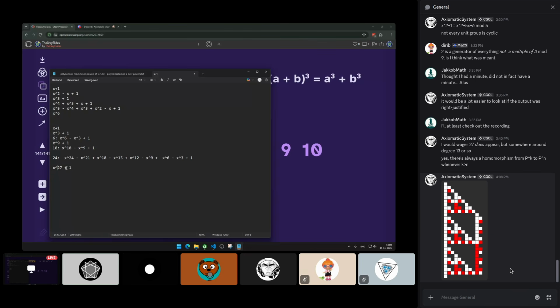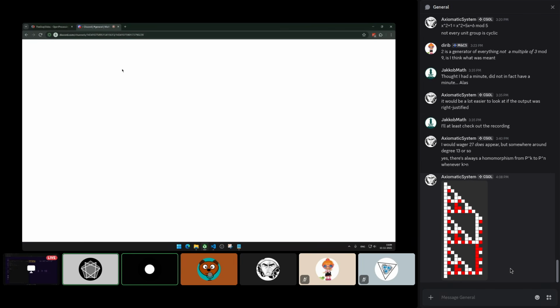Axiomatic System in the chat just posted how this is a Sierpinski triangle that we are drawing in text. Oh, okay. So like that, you see how every third term you get a skip of 2 powers. I don't know. I would say just look at the chat. It'll probably make more sense. Okay.